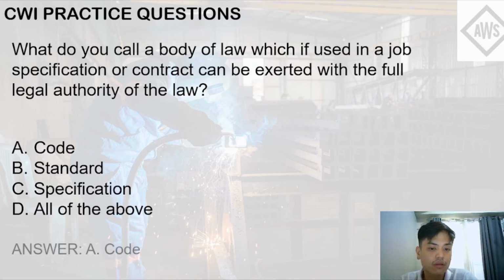For example, if AWS D1.1, which is a code for welding of structural steel, is called upon in the contract or job specification, and accidents happen or lapses are made during construction of that project or maintenance activity, and non-compliance with the code is found, the engineer on record or those responsible may be called upon or subpoenaed in a court of law to be questioned regarding his compliance or lack thereof with the code that's supposed to be used in that contract.